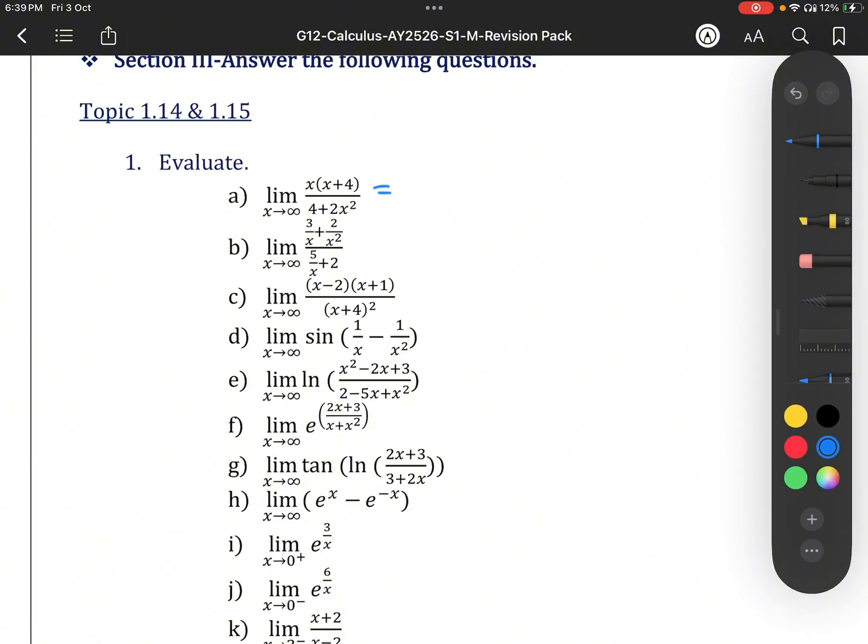Here I need to multiply first, but I shouldn't multiply all of them. I just need the x with the x because I need the degree of the x. So this is x squared. Never mind about the rest, over 2x squared down. Comparing the degrees, x squared and x squared, they are equal. So we just divide the coefficients 1 and 2. The answer is 1 over 2.